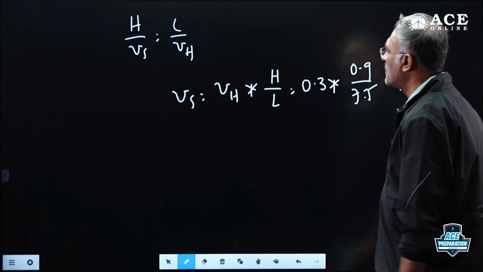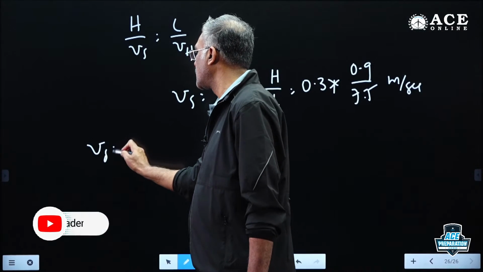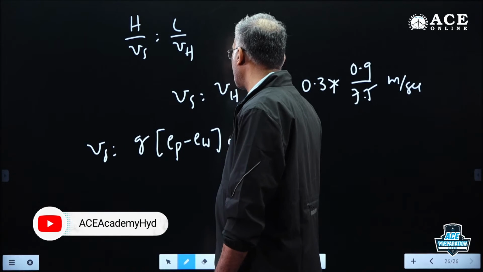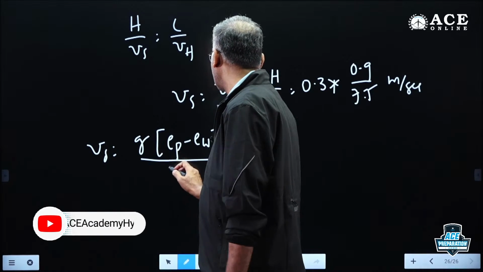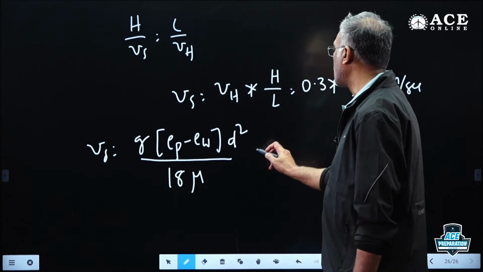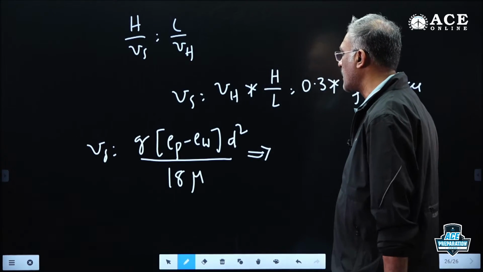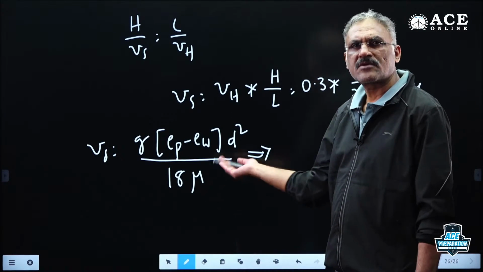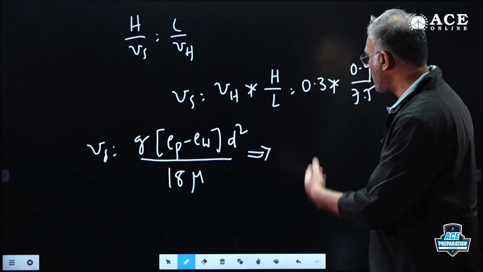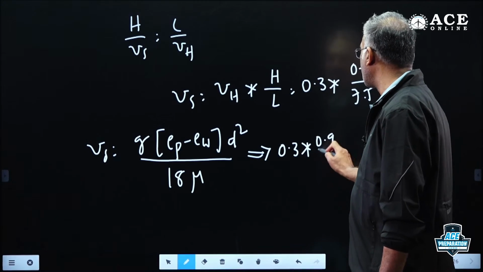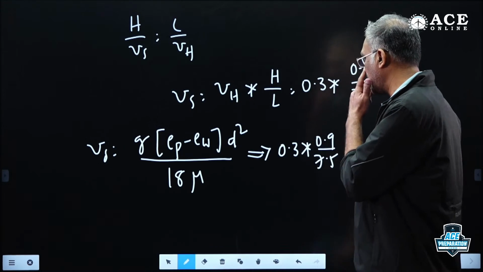This you can equate to the normal regular equation. Vs is equal to G into, because dynamic viscosity is given, so you can use this equation, rho P minus rho W, d square by 18 mu. Then if you equate, you can find out what is the diameter of the particle that is removed 100%. In the 2021 GATE exam also one question came in the same way, only parameters and dimensions are different, that's all.